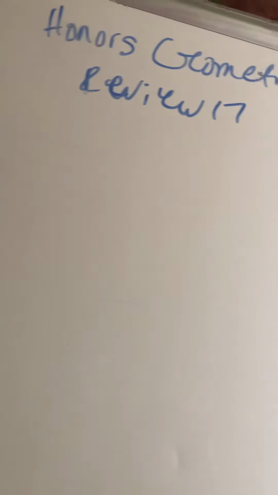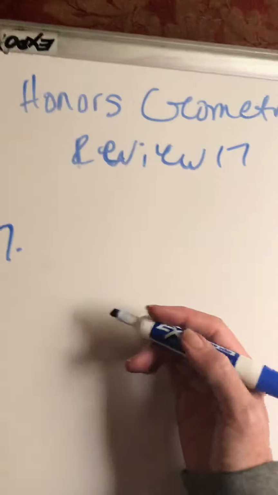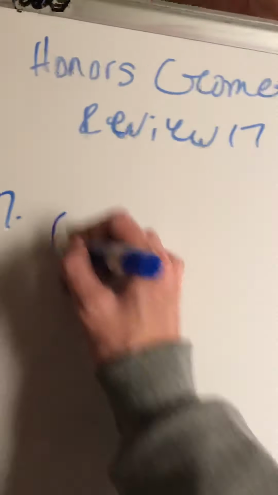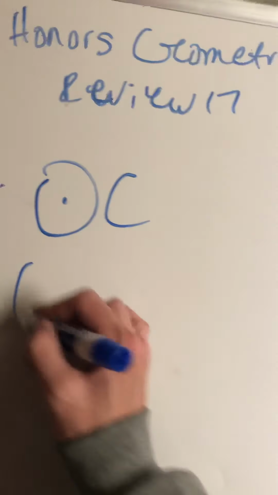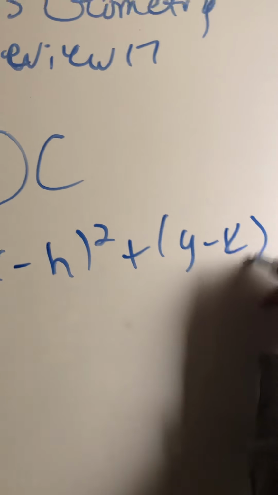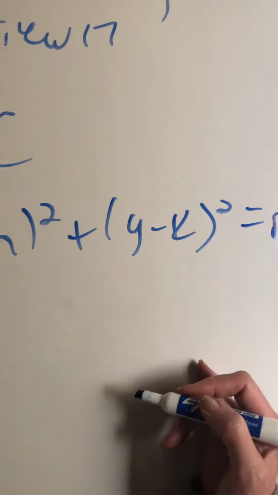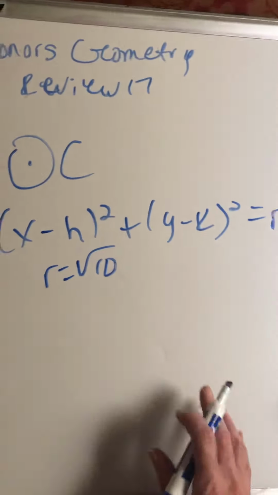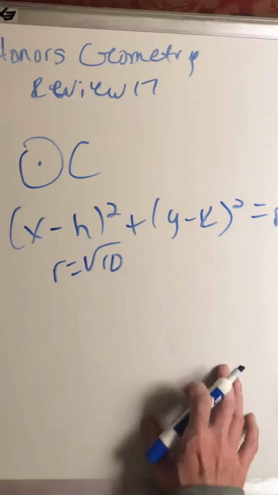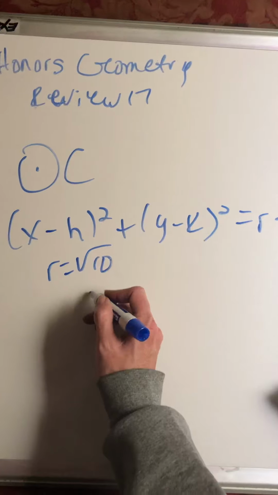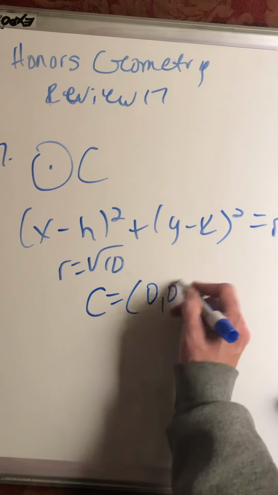Then number 17, we are wanting the equation to relate all the x and y coordinates of the points that lie on circle C. So circle C, so equation of the circle, x minus h all squared plus y minus k all squared equals r squared. With a radius of square root of 10, so I write all this down. Circle C, here's my equation of the circle, right there. My radius is a square root of 10. My center is at the origin, so 0, 0.